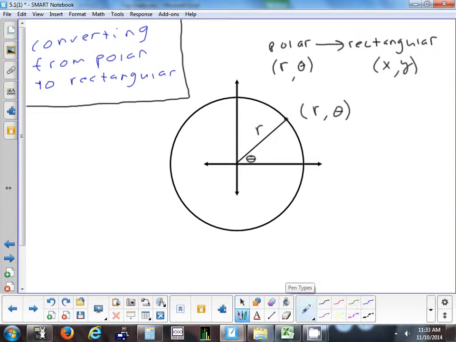So I'm going to draw a line straight down and over. Okay, and that's a 90. The length of the bottom side, that's x. That's going to be our horizontal distance. And then the height of the triangle is going to be y.